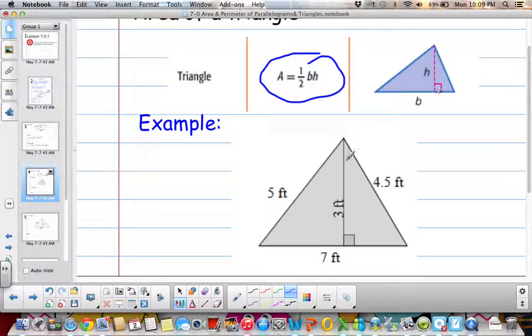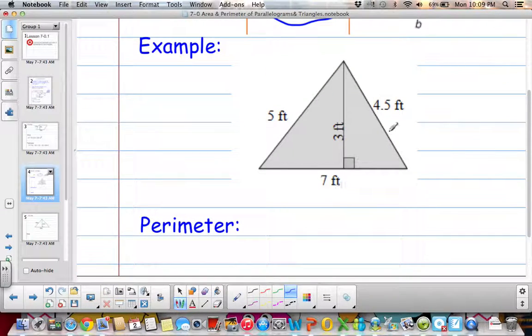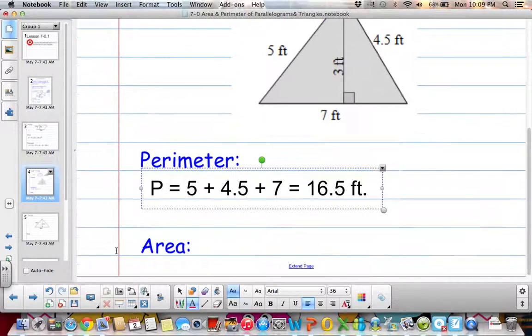If we look at this triangle, the perimeter for any figure is always around the outside, remember? So we're going to go P equals 5 plus 4.5 plus 7. We get 7 plus 5 is 12, plus 4 is 16, and then 0.5. So 16.5 feet.